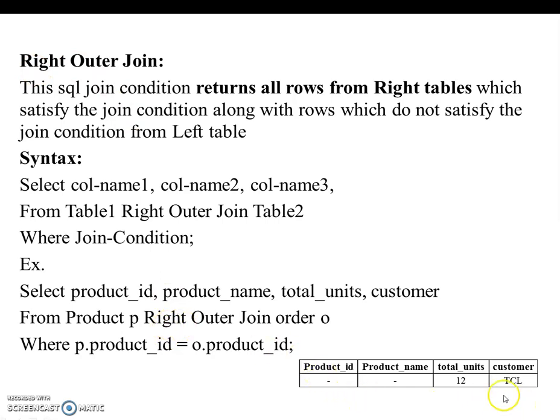So look at the output. Now this output will display the total units and customer which are available in the order table. So these are the results from the order table, but the output which is not shown in your first table, or the left table, that is nothing but the product, and that will be kept as null.